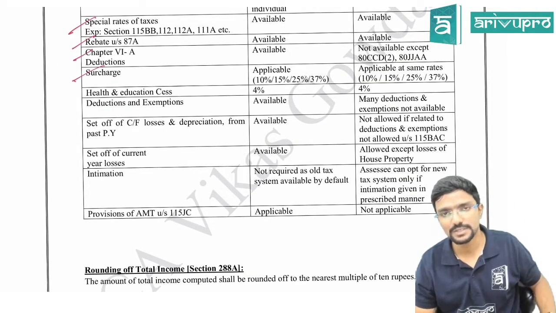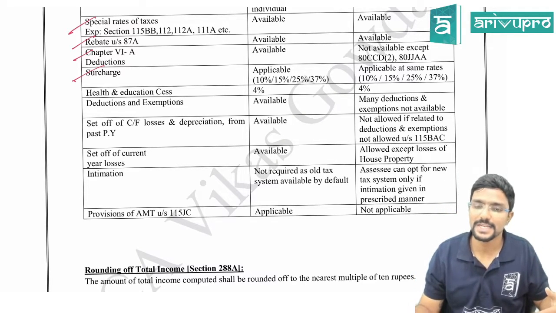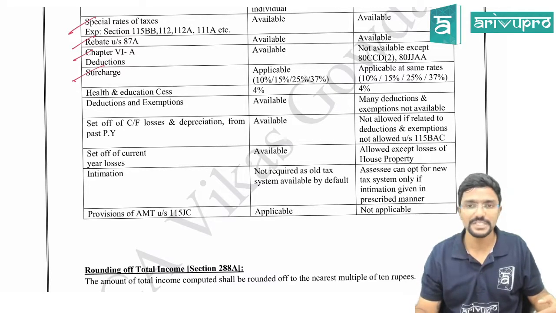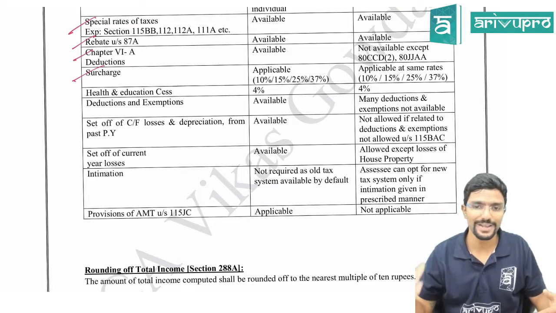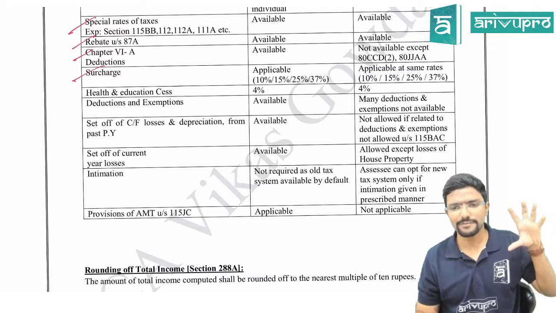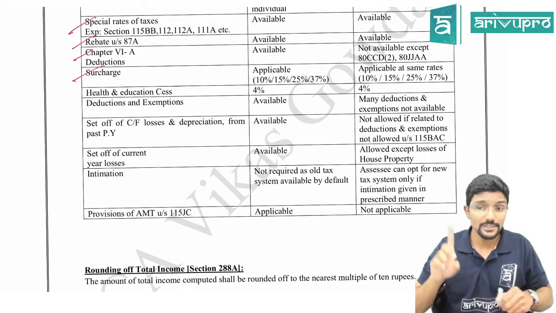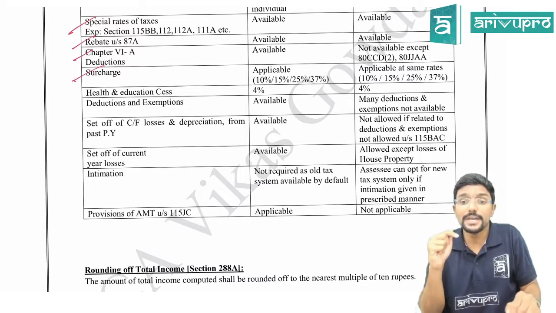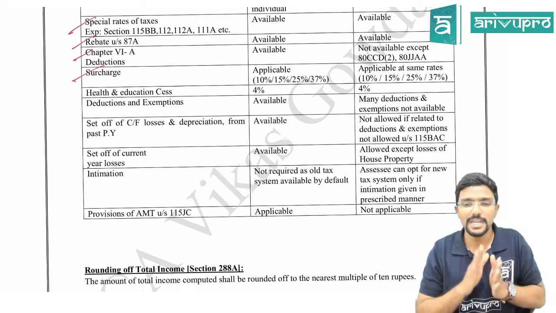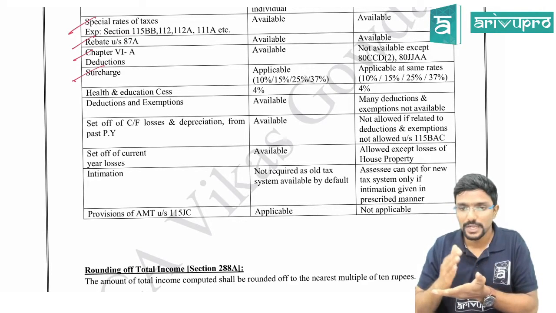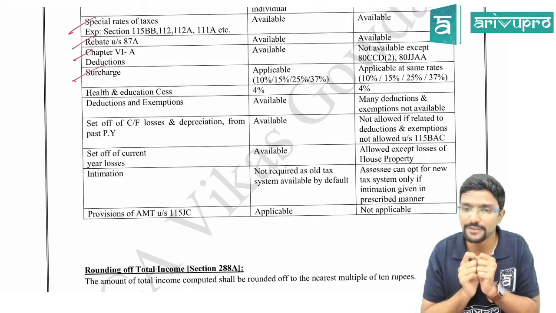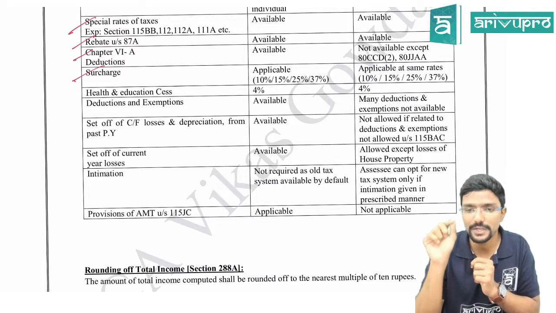Then deductions and exemptions are always available under old scheme, whereas under new scheme, many deductions and exemptions are taken away. Which are those? List has been given, which we will see chapter wise. Next, set off of carry forward losses and depreciation from past previous years. It is always available under old scheme. Under new scheme, it is not available provided it is related to the deductions or exemptions which are not allowed under section 115BAC. I repeat, any loss or additional depreciation, if it is related to the deductions or exemptions which are not allowed under the new scheme, then you cannot carry forward that loss to the next years if you have opted new scheme.